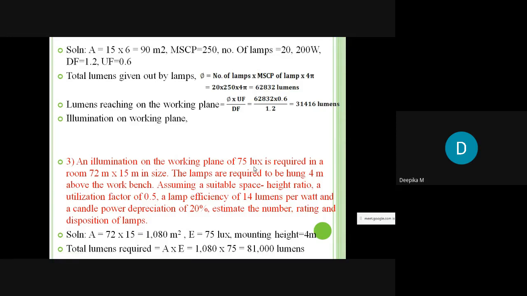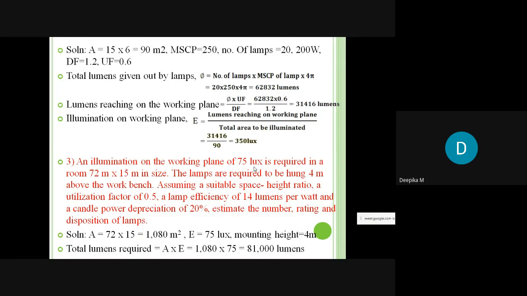Next, illumination on working plane. We need to calculate it. Now we have calculated lumens reaching the working plane, but we need to calculate illumination on the working plane also. So how do we go with this? Illumination is nothing but flux by area. So lumens reaching the working plane divided by total area to be illuminated, which is nothing but 31,416 divided by 90, which is nothing but 350 lux. So in this way we can calculate the average illumination on the working plane.